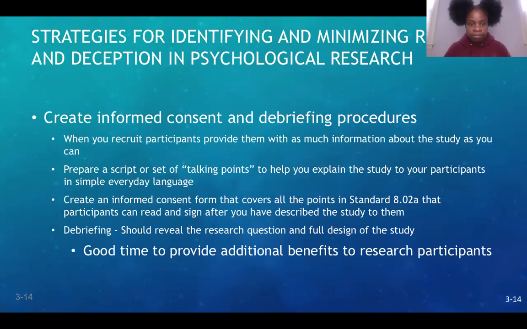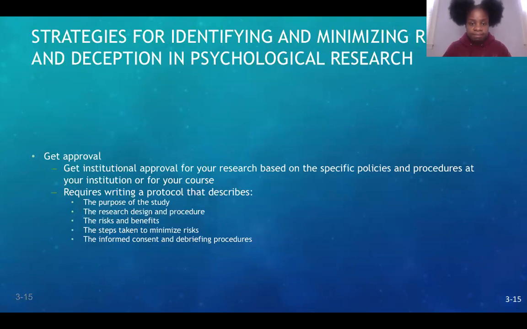The next step is to get institutional approval for research based on the specific policies and procedures that institution has. This will generally require writing a protocol that describes the purpose of the study, the research design, the procedures, the risks and benefits, the steps taken to minimize the risk, and informed consent and debriefing procedures.